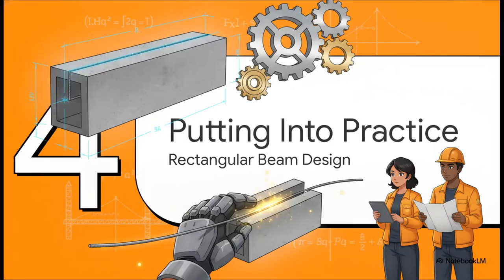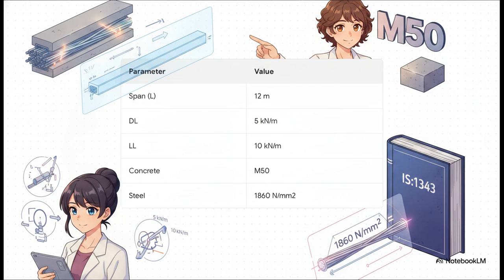All right, enough theory. Let's get our hands dirty and actually put it into practice by designing a rectangular beam. Here's our setup for a simply supported rectangular beam. We're spanning 12 meters, and we're dealing with a 5 kilonewton per meter dead load. That's on top of the self-weight, by the way, plus a 10 kilonewton per meter live load. We're using high-strength M50 concrete and 7-wire strands with a characteristic tensile strength of 1860 newtons per square millimeter.